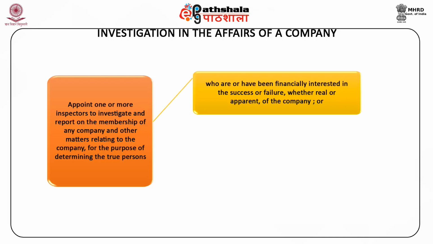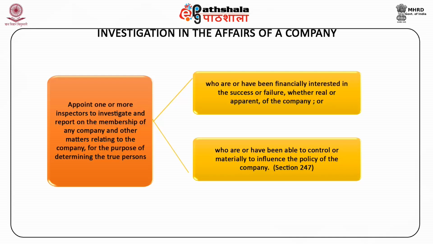Who are or have been financially interested in the success or failure, whether real or apparent, of the company, or B, who are or have been able to control or materially to influence the policy of the company. Section 247. It thus involves piercing the corporate veil.